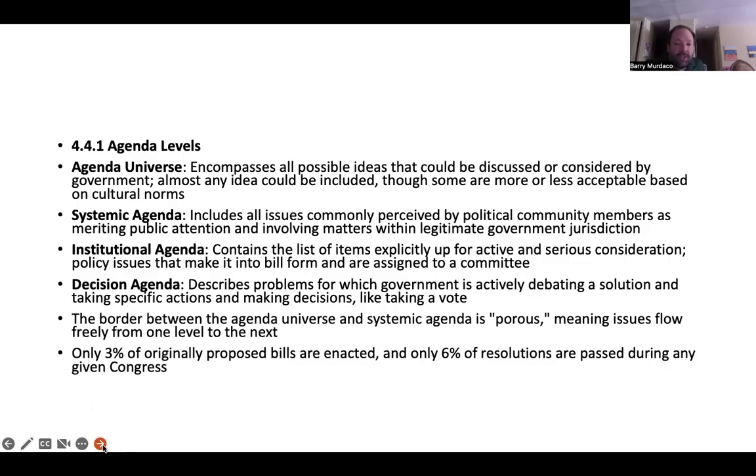The border between the agenda universe and systemic agenda is porous, meaning issues flow freely from one level to the next. Only 3% of originally proposed bills are enacted. Only 6% of resolutions are passed during any given Congress. Yes, but what is that 3% and what is that 6%? And whose interests are usually represented by these things? That's the crucial question here.